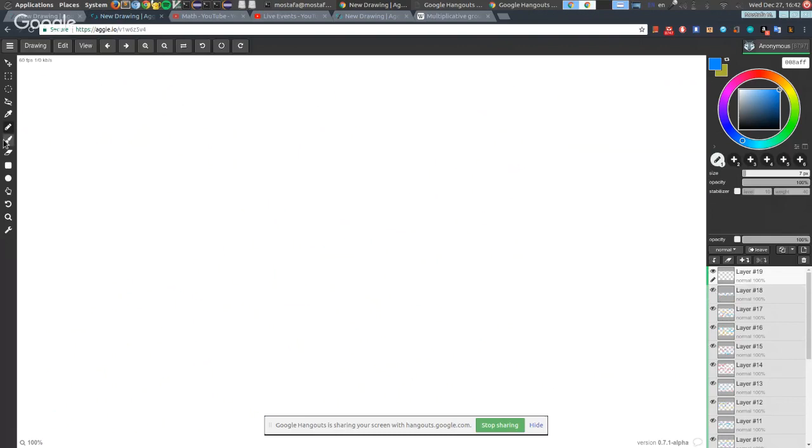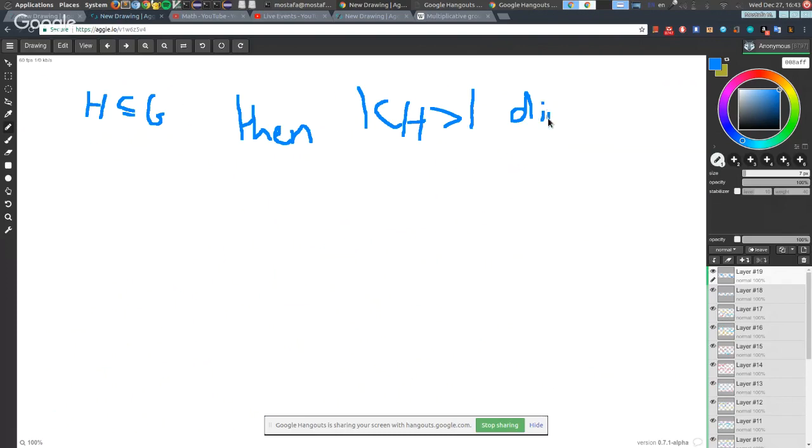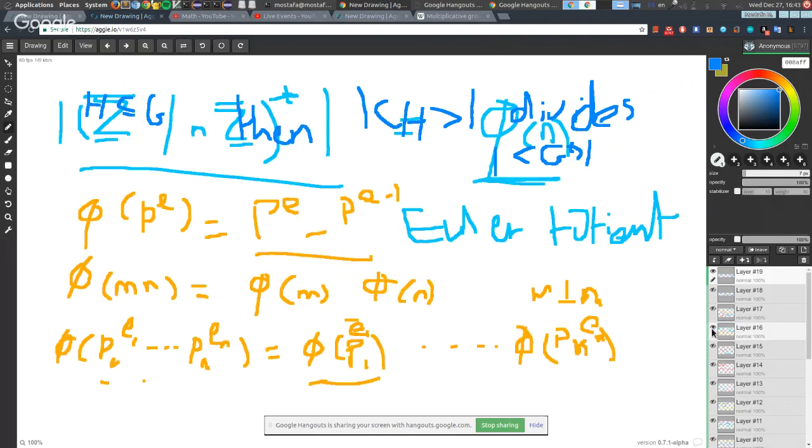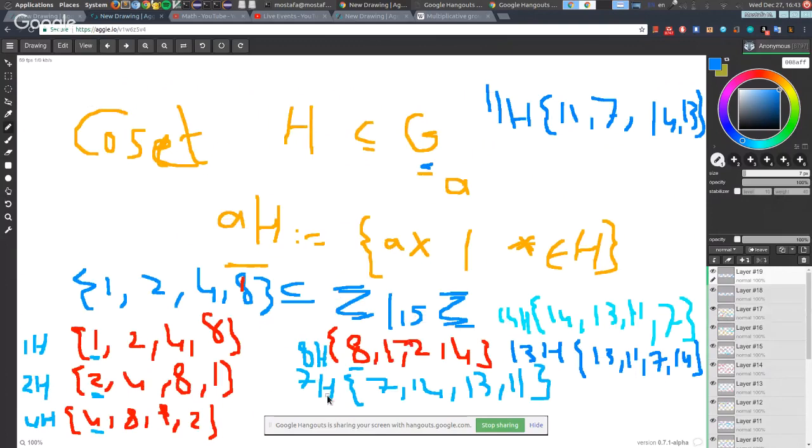Then we can go to Lagrange's theorem, which says that if H is a subgroup of G, then the order of the subgroup H has to divide the order of the group G. So let's see in the case of the example here. H was a subgroup, and this was the full group, which has 8 elements, and this has 4. So indeed the size of the subgroup divides the size of the whole group.